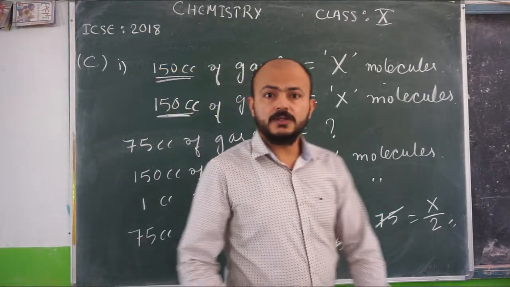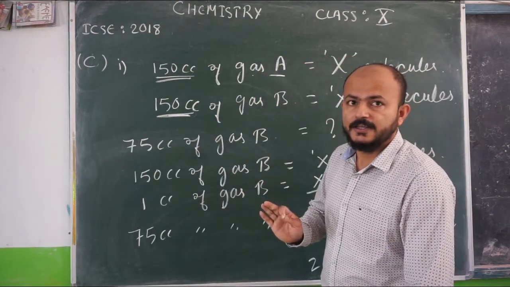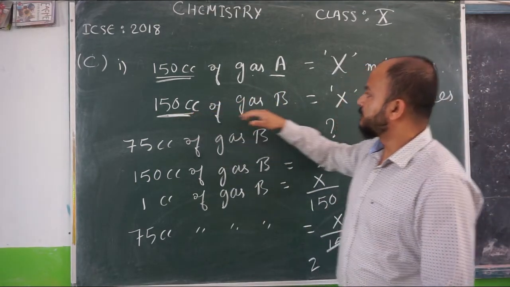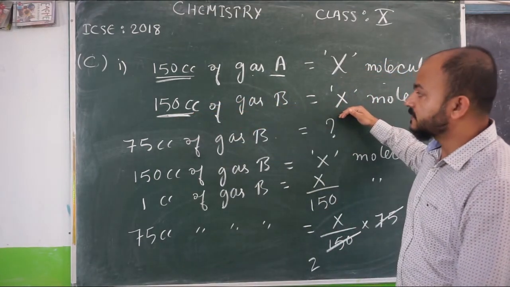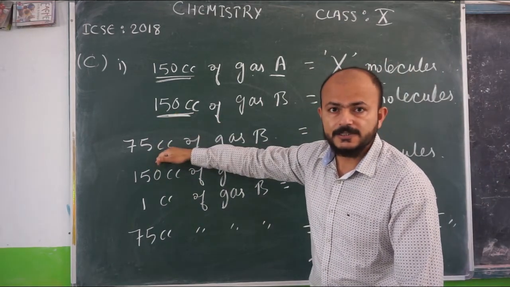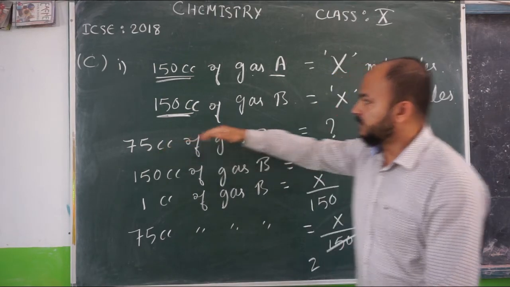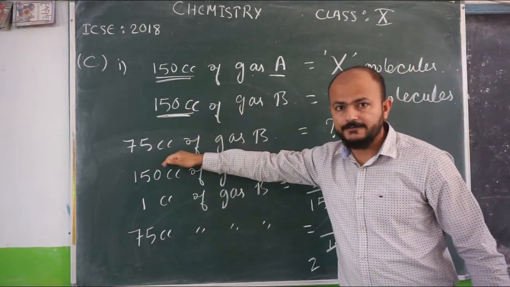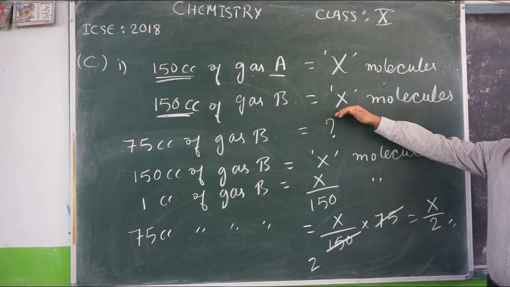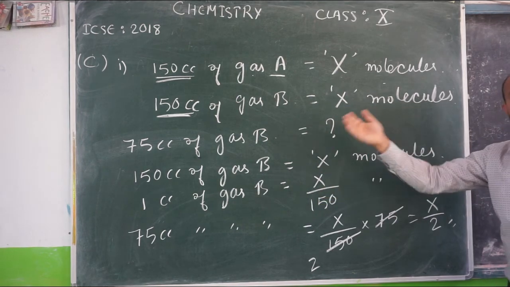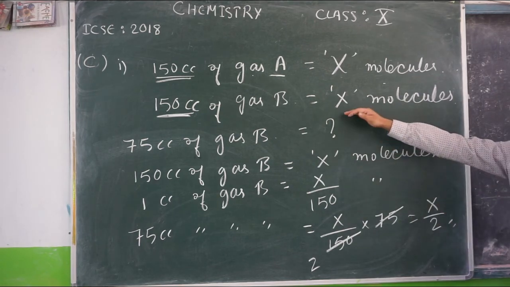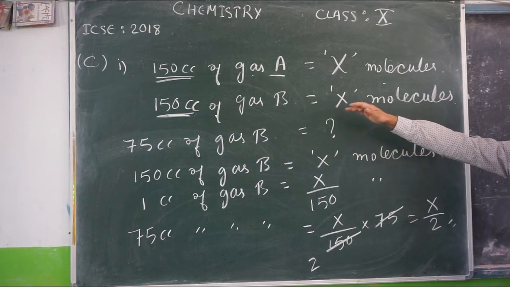Now, if you just apply your common sense, then you should be able to tell it. See, if 150cc of gas B contains X molecules, 75 is what? 75 is half of 150cc. Yes or no? If the volume is decreased to half, the number of molecules will also decrease to half. That is, X was there in 150. In 75, which is the half of 150, it should contain X by 2, that is half of the number of molecules present in 150cc.